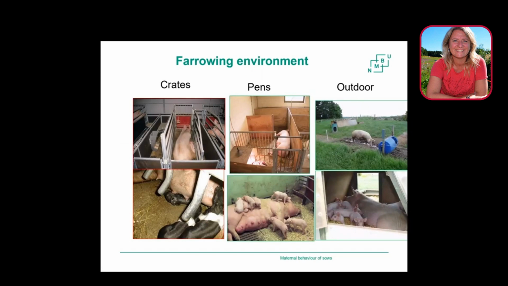When we talk about farrowing environment, we also have to think about which environment we select sows in, because of course, since we've had loose housing since 2000, we do get an indirect selection for maternal behavior traits because we select sows that do well in the system. Here we see the crates to the left and some examples of individually loose-housed sows in farrowing pens in the middle, and also the other, maybe more extreme option, the natural environment, to keep them outdoors.